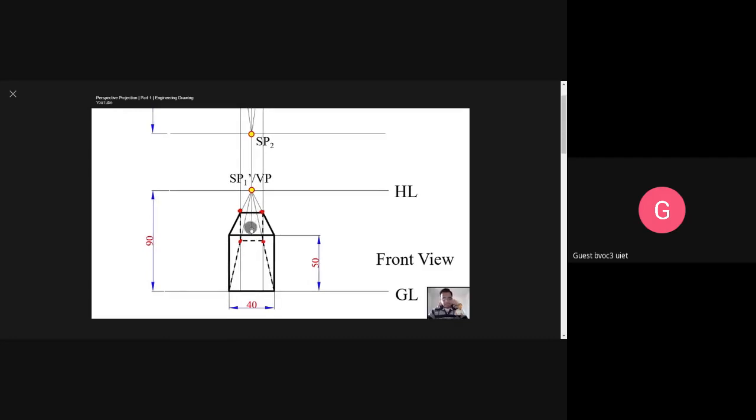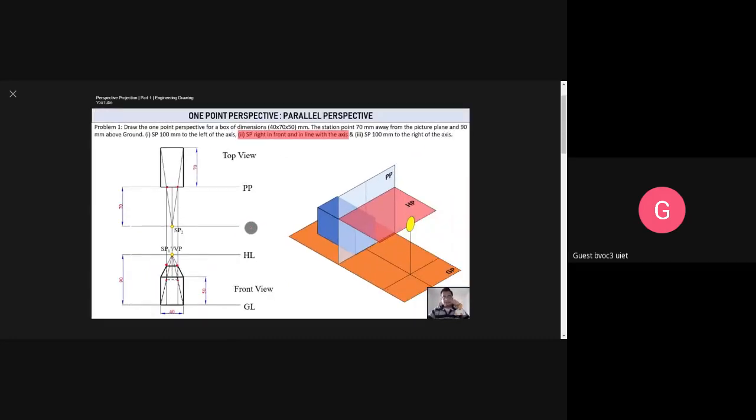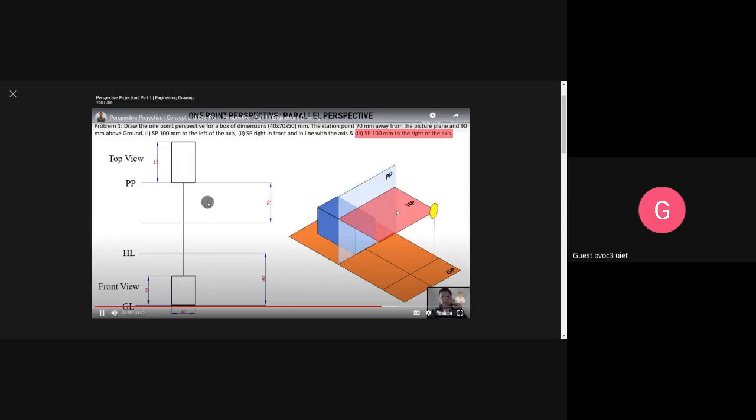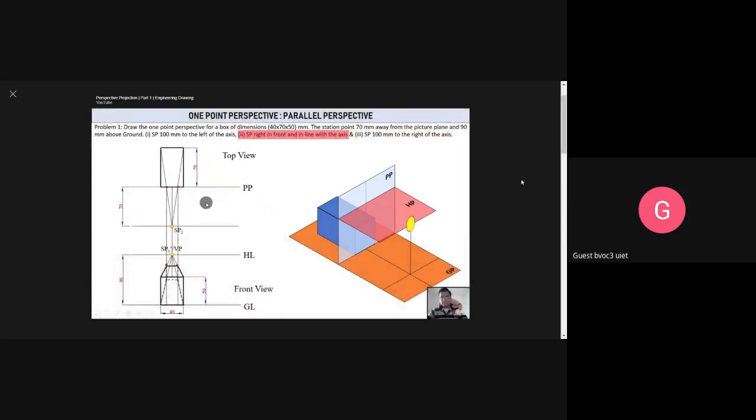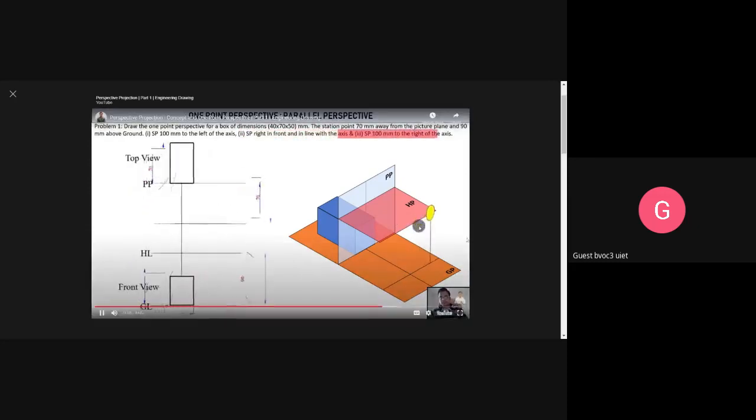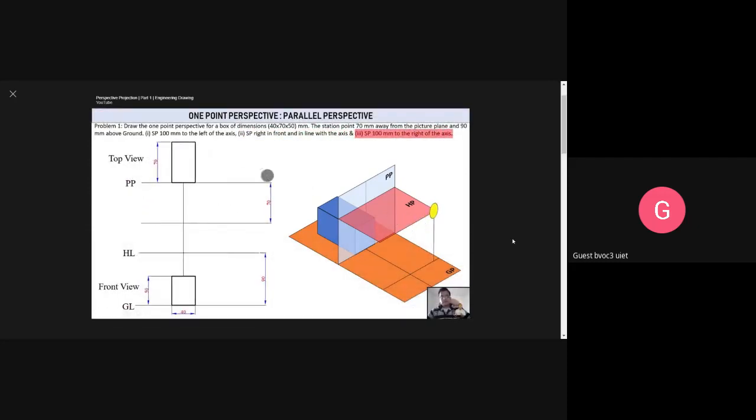Okay, let's see one more example. The third case, which said that the station point was 100 millimeters towards the right of the central axis. Let me just show it to you once again. This is going to shift. Here we go. Now the station point is somewhere here, 100 millimeters. Now the back face, join it with this station point. This is the top view, by the way, and this is the vanishing point or the front view of the station point. Oblique VP you can write.